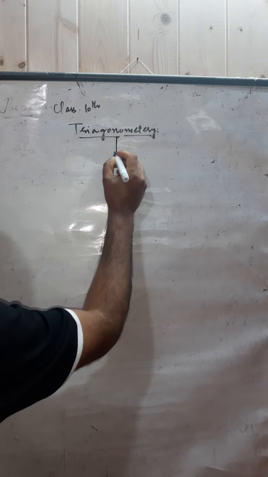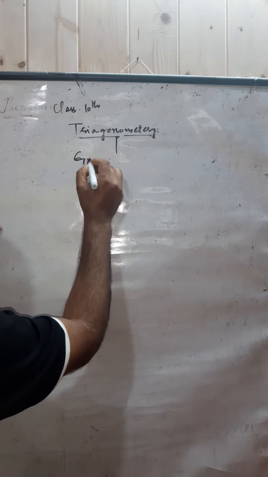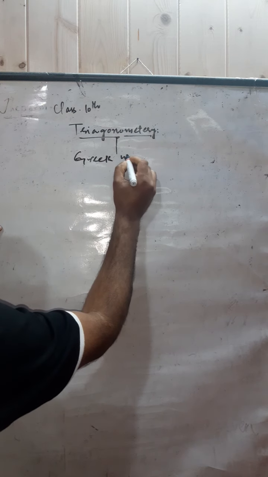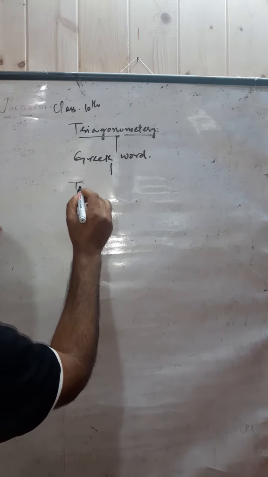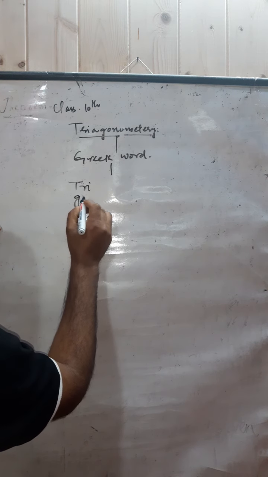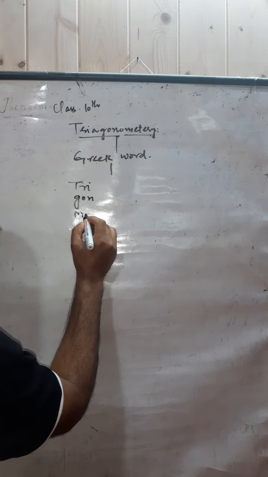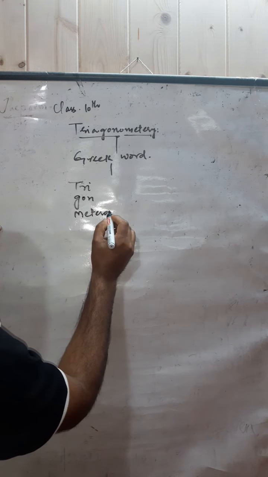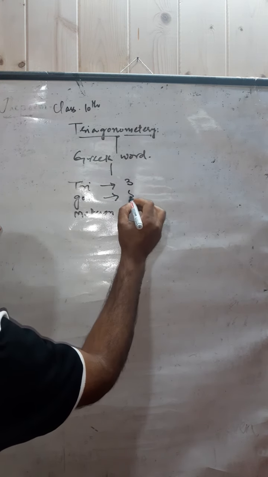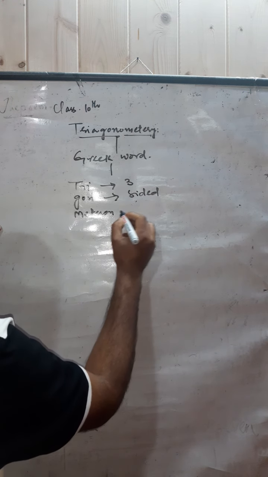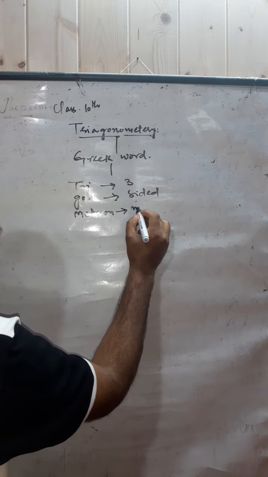This trigonometry is derived from three Greek words, which are trigon and metron. Tri means three, gon means sided, and metron means measurement.